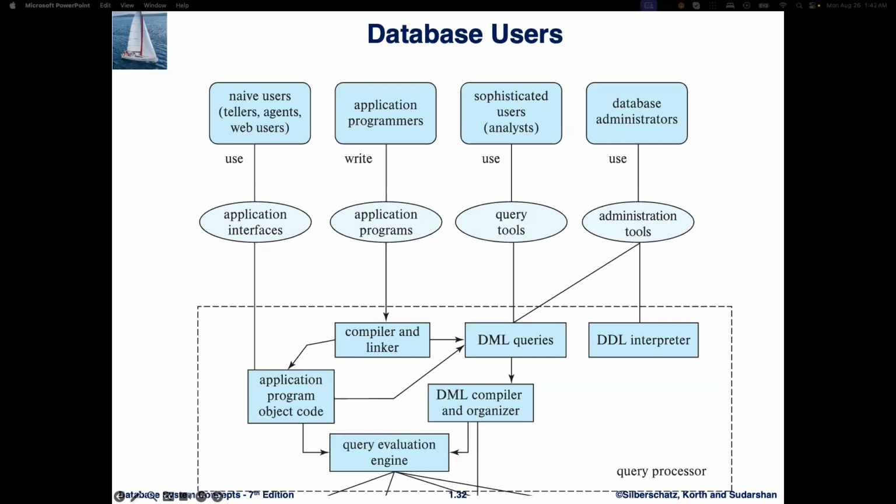Then application programmers. They write application programs that interact with the database. These programs handle specific tasks and user needs, translating users' actions into database queries and updates. Sophisticated users or analysts. Analysts and power users use query tools to interact directly with the database. They run complex queries to extract meaningful insights from the data, often using advanced analytics and reporting tools. And finally, the database administrators, or the DBAs. DBAs use administration tools to manage the database. They define schemas, set up user permissions, and ensure data integrity and security.